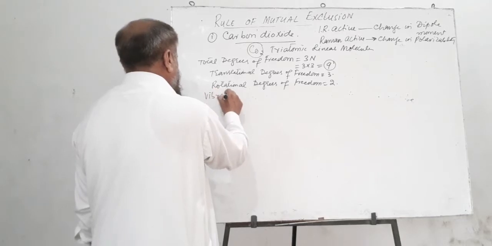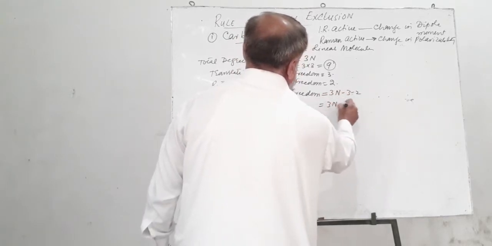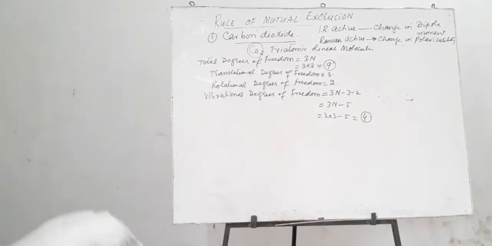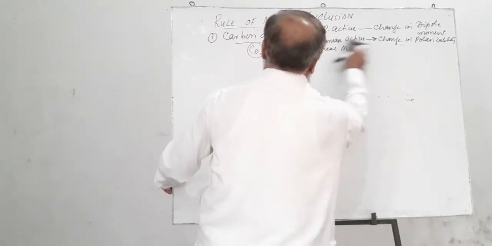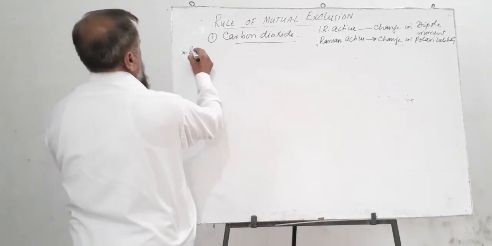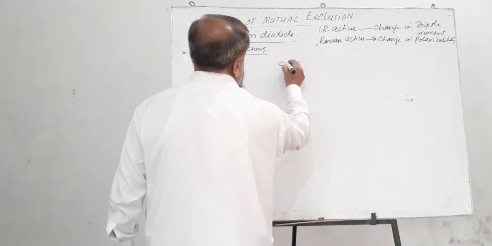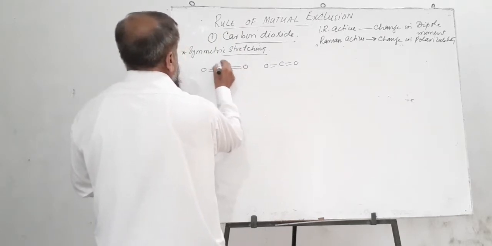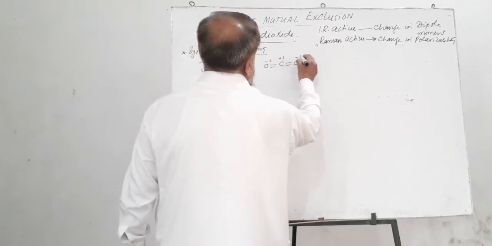So, the vibrational degrees of freedom are 3n minus 3 minus 2, or 3n minus 5, or 3 into 3 minus 5, which is equal to 4. Thus, carbon dioxide has 4 modes of vibration. We write down the normal modes of vibration for carbon dioxide. The first mode is called the symmetric stretching, in which both the bonds expand or compress simultaneously. Let us suppose it is the equilibrium position of carbon dioxide and the bonds are expanding or the bonds may compress.